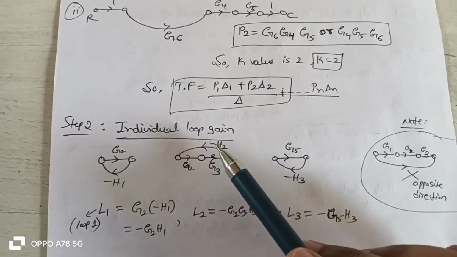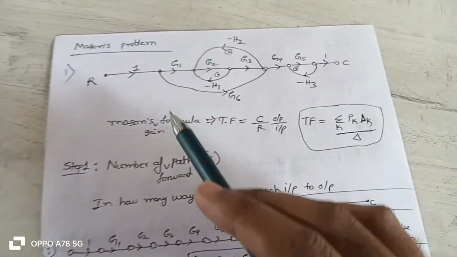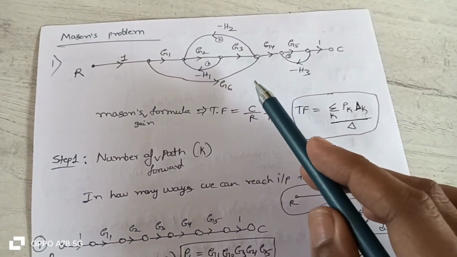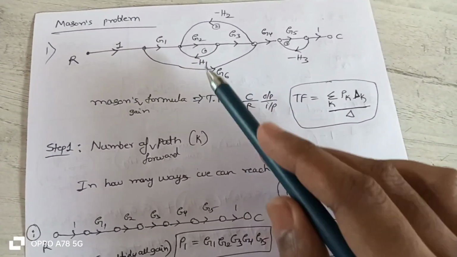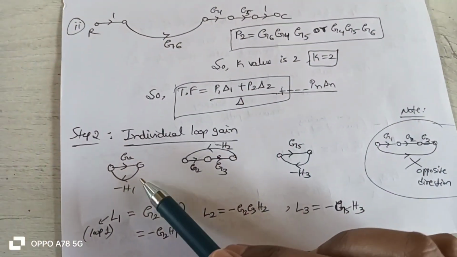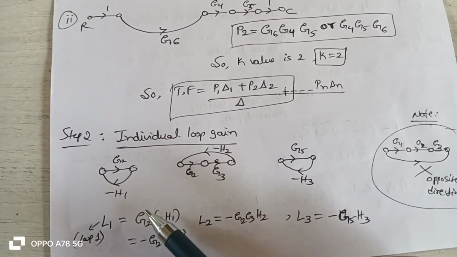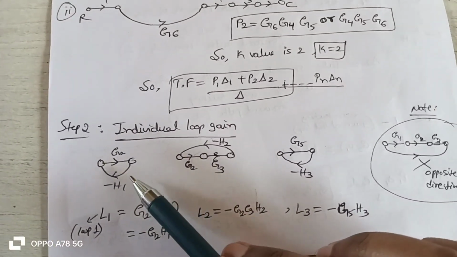Now the second step is the individual loop gains. Individual loop gains are nothing but this one. You can see here minus H1, minus H2, and minus H3. These are in the opposite direction. You need to take the loops which are in the opposite direction. So you write separately here like this, and denote it by L1, loop 1. Loop 1 means this is loop 1.